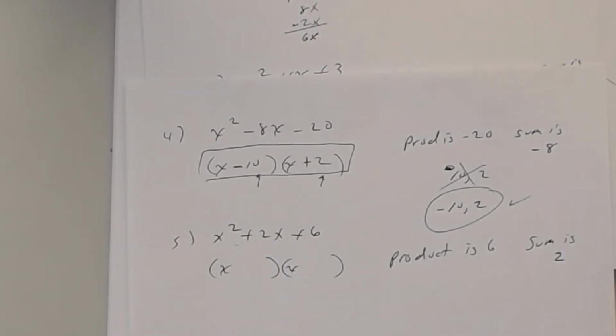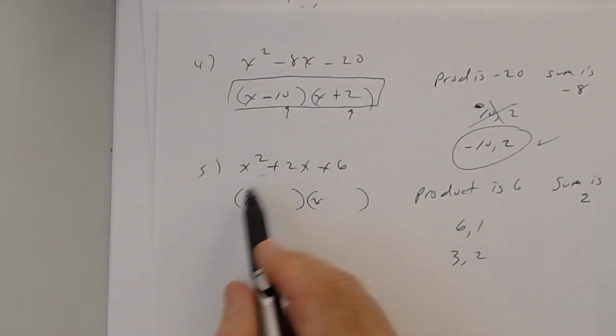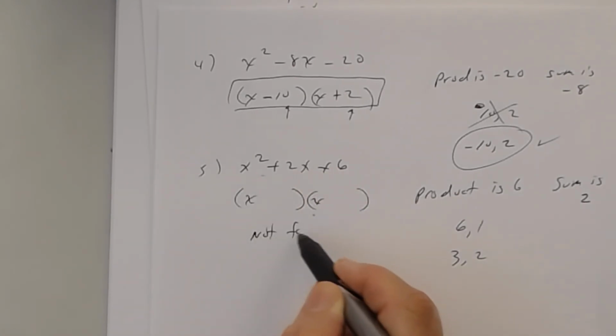Can you tell me what two whole numbers multiply to 6, and when I add them up I get 2? You can try 6 and 1: 6 times 1 is 6, right? But the sum is 7. That didn't work. 3 and 2: 3 times 2 is 6, but the sum is 5. That did not work. Can you come up with anything? No. So what that means is I cannot factor this. Not factorable.